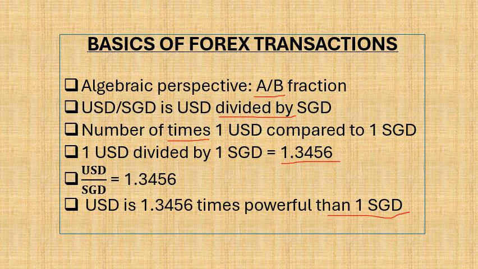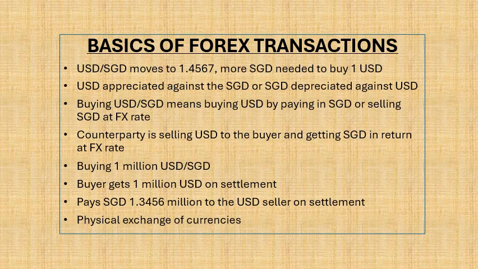Therefore, if the USD SGD moves from 1.3456 to 1.4567, it will make the US dollar stronger. That is, it will take more Singapore dollars to buy 1 US dollar. That is, the USD will have become stronger or more powerful, or the USD will have appreciated against the Singapore dollar, and the Singapore dollar will have depreciated against the US dollars.